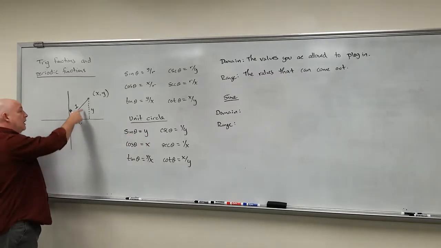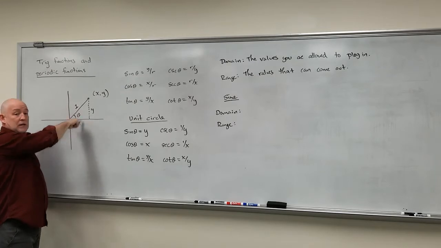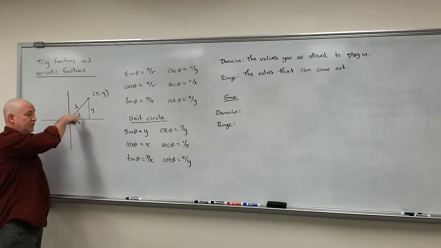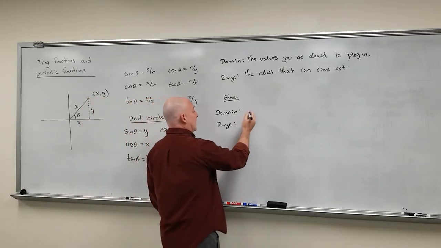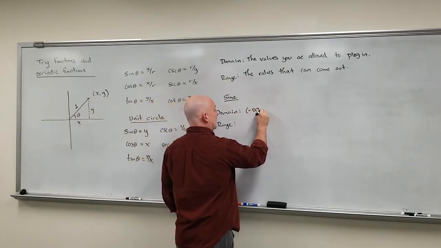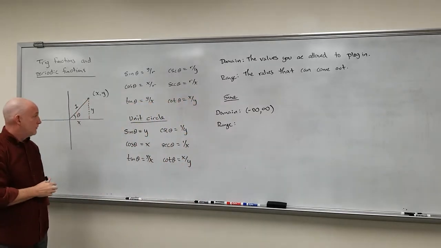Now, if you think about this, as we go around our circle, we can go around the circle as many times as we want. So we can actually put in any angle that we want, either positive angles or negative angles. So the domain, the angles we're allowed to plug in, we can plug in any angle that we want. So our domain goes from negative infinity to positive infinity.